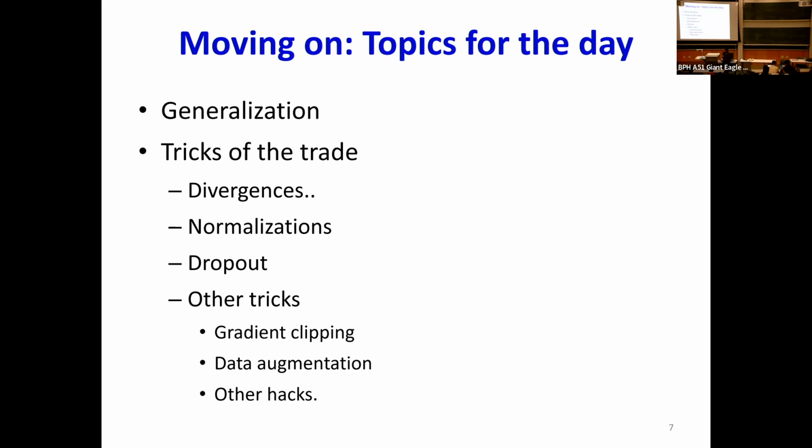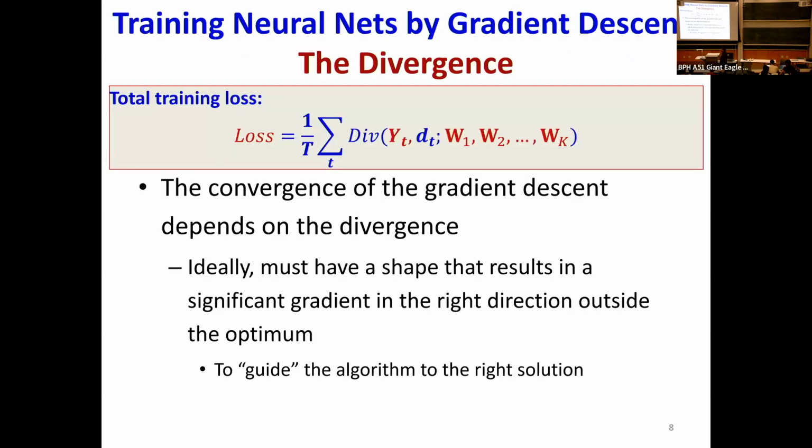We're going to be looking at some more issues that relate to generalization, how well the model learns, and why, under what conditions you can actually expect it to behave properly. The first thing, let's look at the loss, or the divergence, which is the loss for individual instances. So now the total training loss is the average divergence over the entire training set. And the convergence of your gradient descent is going to depend on the properties of this divergence, right?